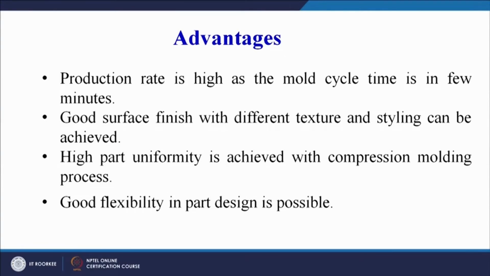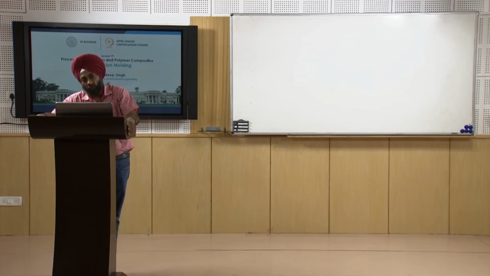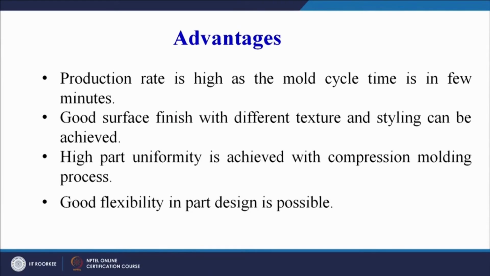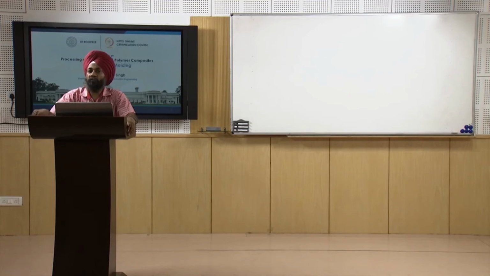High part uniformity is achieved with compression molding, so that we have seen part uniformity is good, dimensional stability is good, surface finish of the product is good, good flexibility in part design is possible. So flexibility is possible because we can change the mold and make a different product.